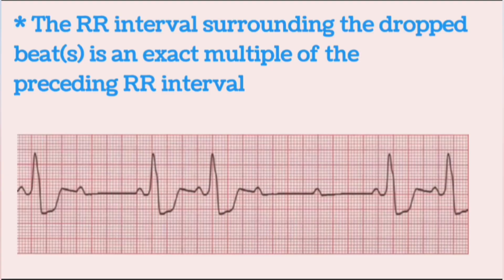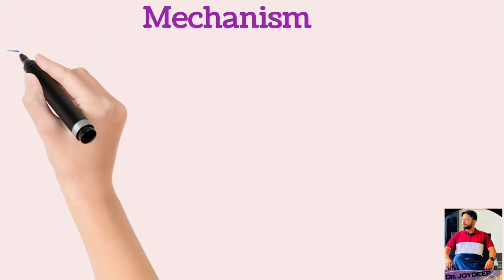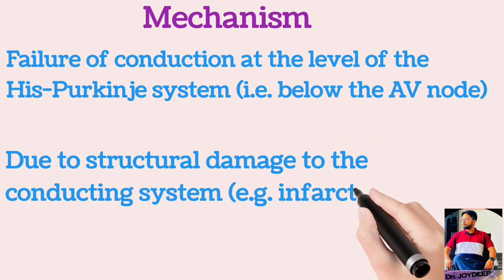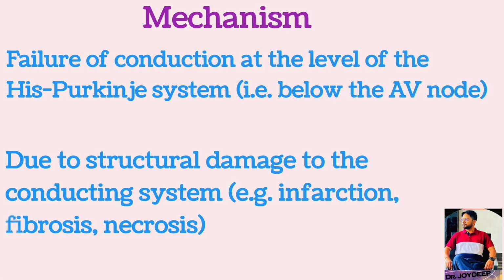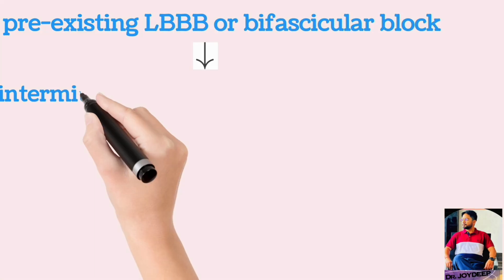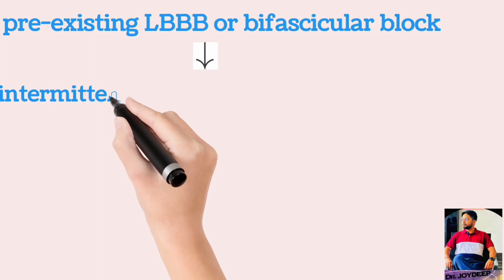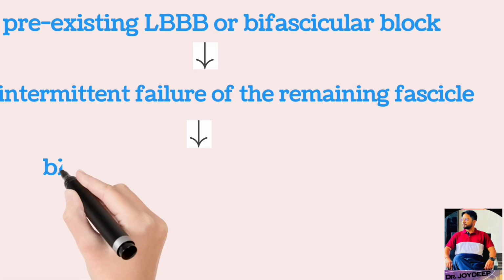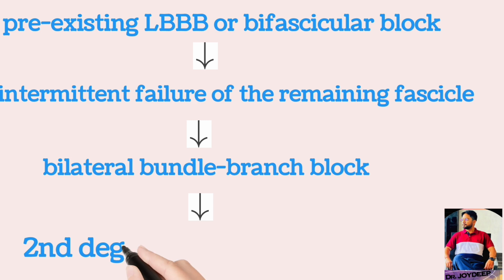Mobitz type 2 is usually due to failure of conduction at the level of the His-Purkinje system below the AV node, while Mobitz type 1 is usually due to functional suppression of the AV conduction due to drugs or reversible ischemia. Mobitz type 2 is likely to be due to structural damage to the conduction system, like infarction, fibrosis or necrosis. Patients typically have a pre-existing left bundle branch block or bifascicular block, and the second degree AV block is produced by intermittent failure of the remaining fascicle.